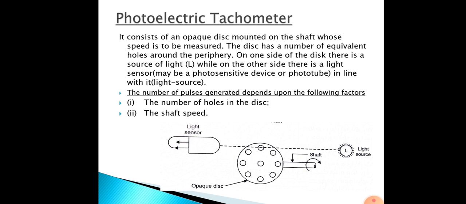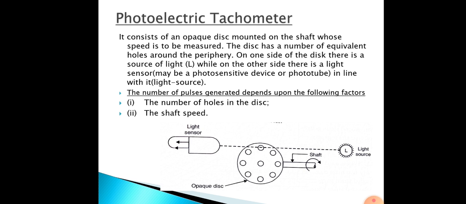When you rotate the disc, holes and opaque portions of the disc come alternately between the light source and the light sensor. When a hole comes in between the two, light passes through the hole and falls on the light sensor. As a result, an output pulse is generated.